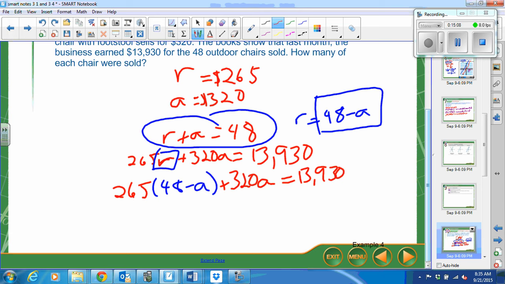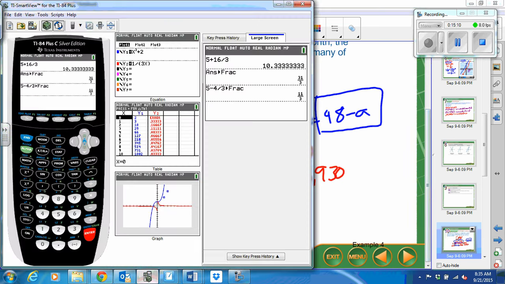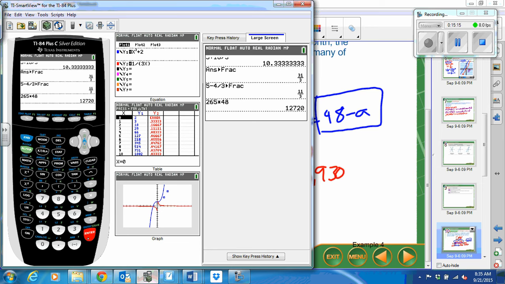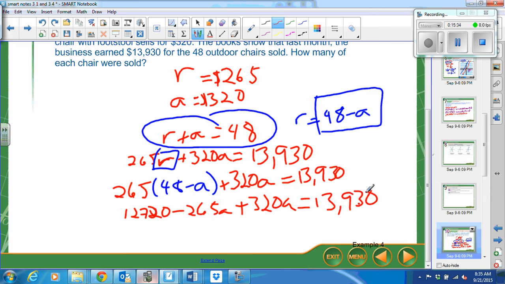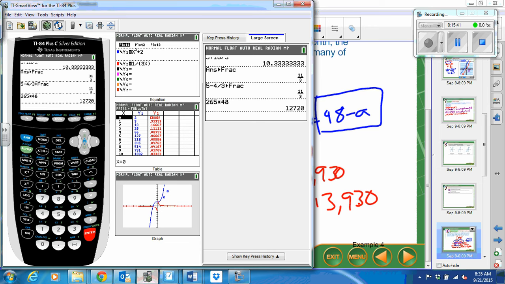So when you multiply 265 times 48, you get 12,720 minus 265A plus 320A equals 13,930. So we want to subtract 12,720 from 13,930.